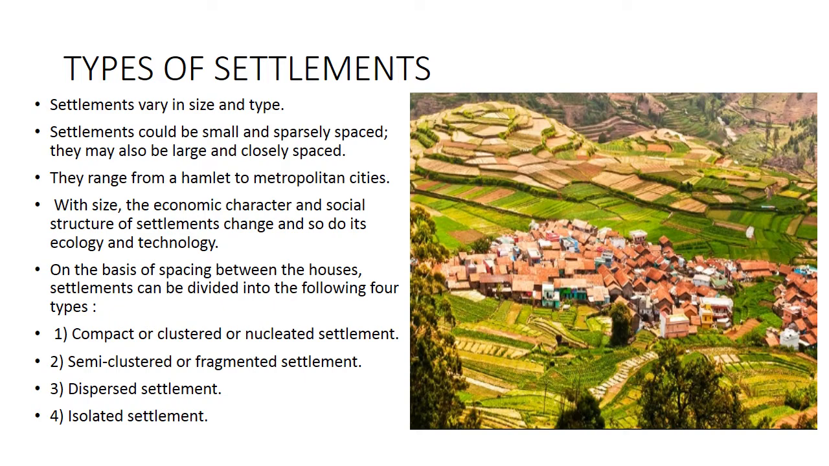Types of settlement. Settlements vary in size and they also vary according to type. Settlements could be small and sparsely spaced, and they may also be large and closely spaced. So it can be small, it can be large, it can be close, it can be far. So it depends, ranging from a hamlet to a metropolitan city. With size, the economic character and social structure of settlement change, and so do its ecology and technology. So, according to the size, the settlements change.